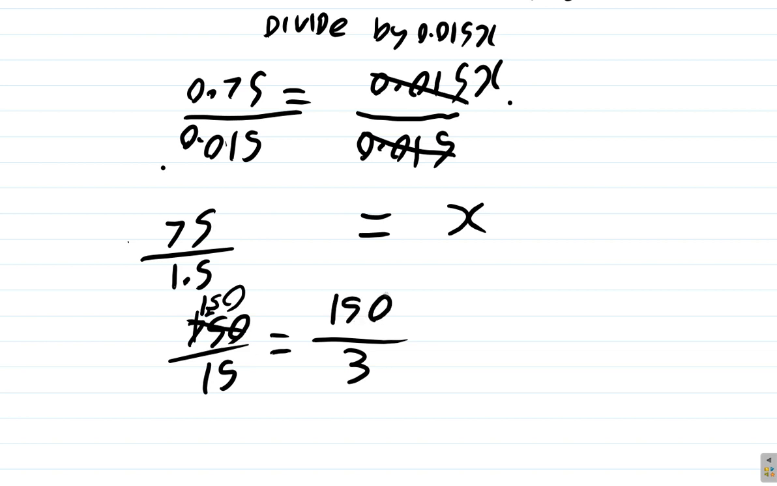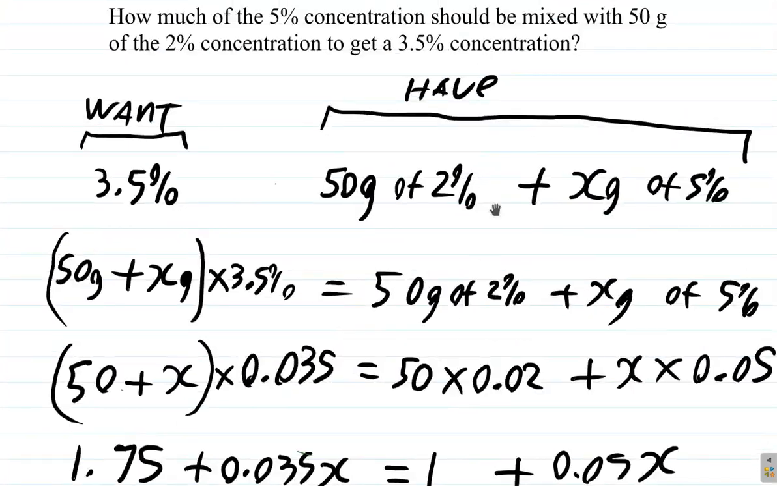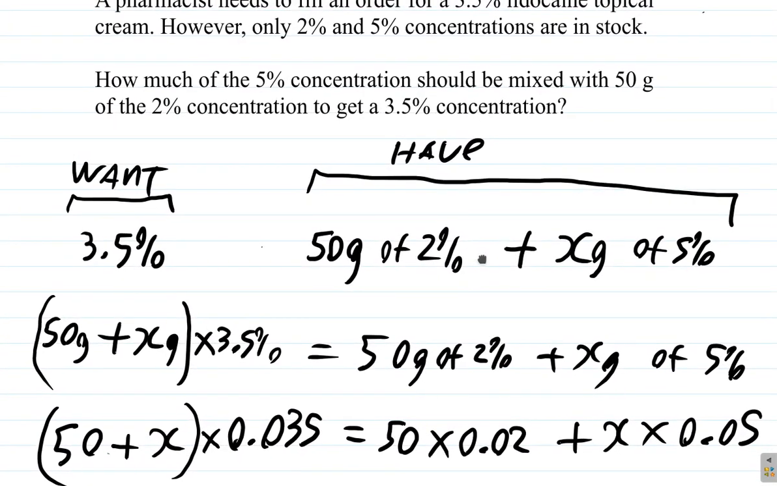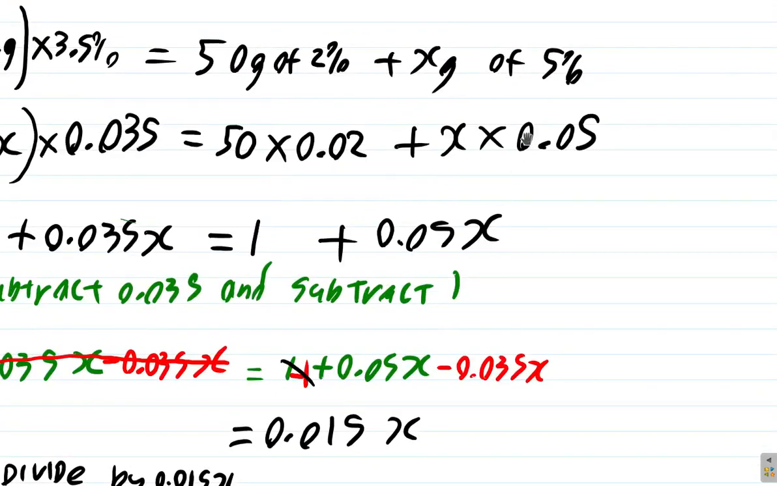So you have 150 over 3. Then you say 3 into 3, 1. 3 into 15 is 5 times. And you have the 0. So our answer is 50. So x equals 50. You need 50 grams of the 5% concentration.